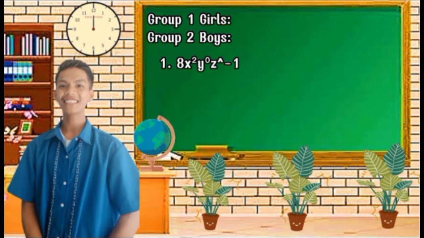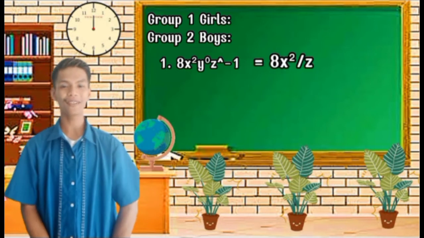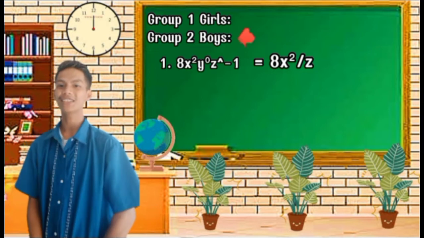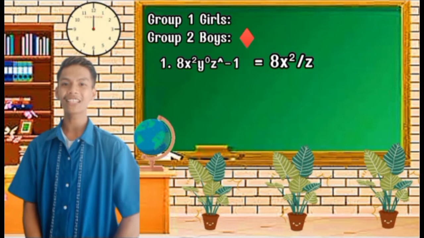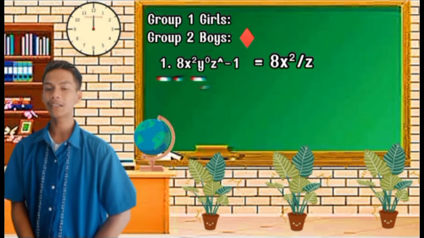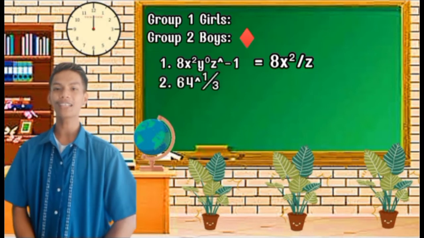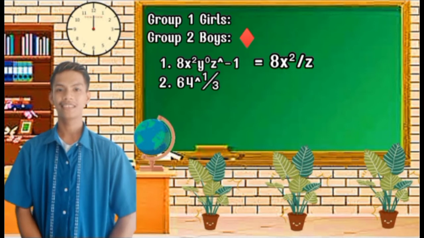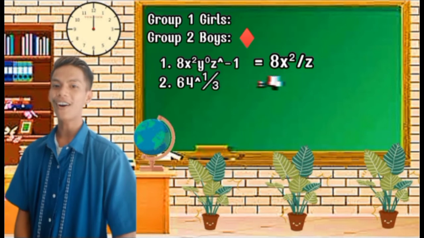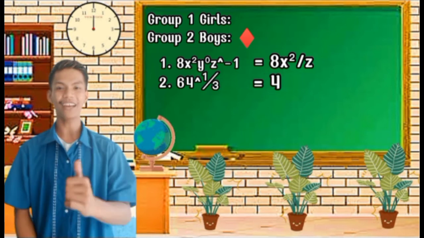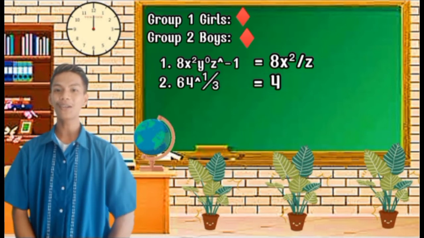Okay, the answer is 8x squared over z. Correct, boys, you got your 1 point. Girls, bawi tayo. Okay, let's proceed to number 2. 64 raised to 1 third. Okay, the answer is 4. So, girls, very good. Okay, all 1 na tayo.